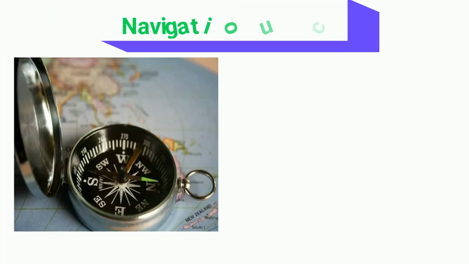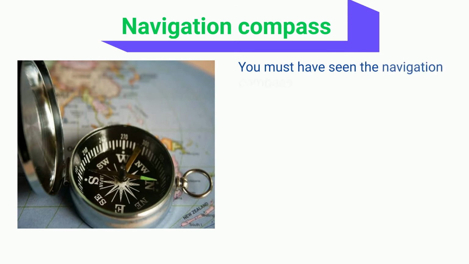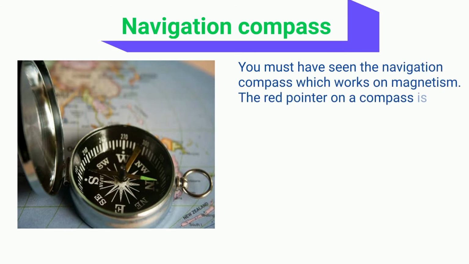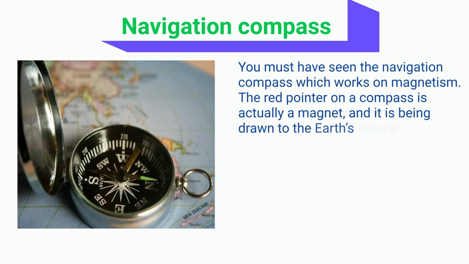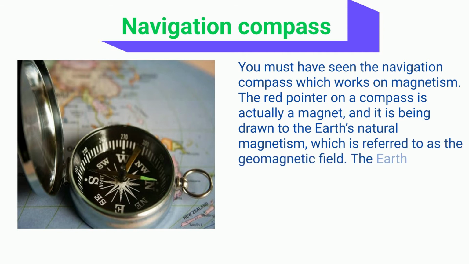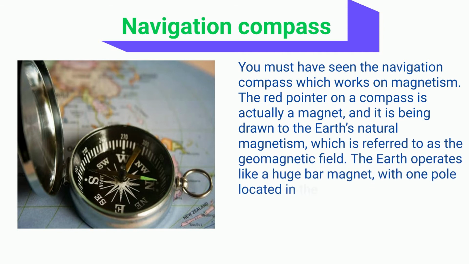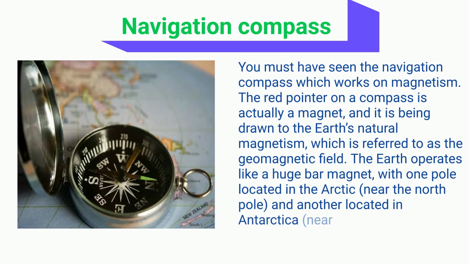Navigation compass. You must have seen the navigation compass, which works on magnetism. The red pointer on a compass is actually a magnet, and it is being drawn to the Earth's natural magnetism, which is referred to as the geomagnetic field. The Earth operates like a huge bar magnet, with one pole located in the Arctic, near the North Pole, and another located in Antarctica, near the South Pole.